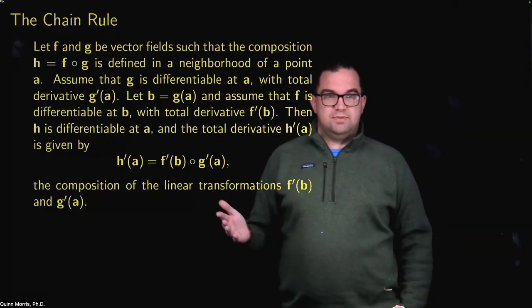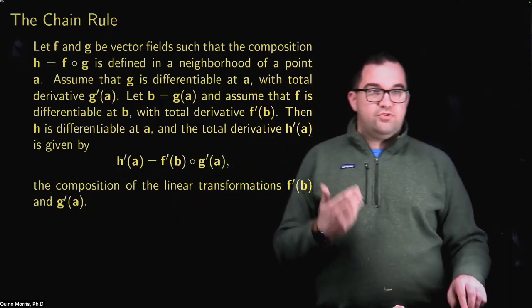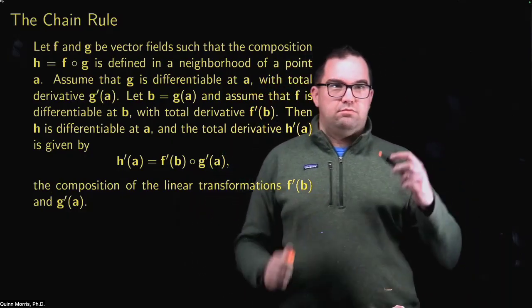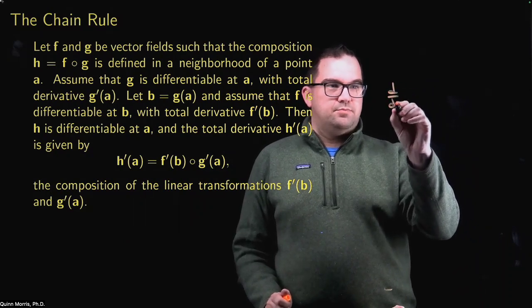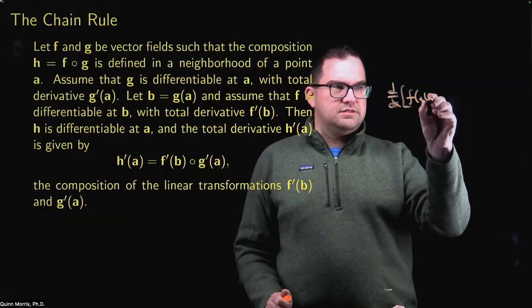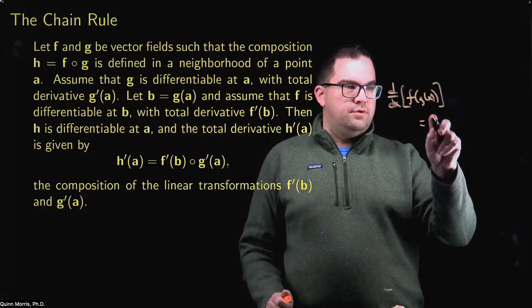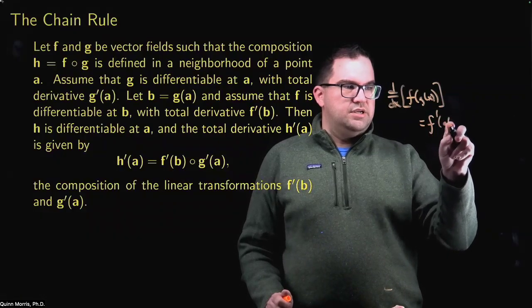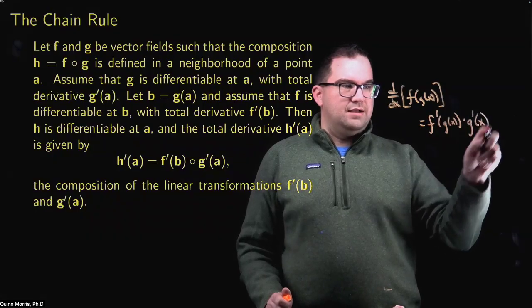And this is just the composition of these two linear transformations. Now, if you think back to Calc 1, when you first saw the chain rule, you probably saw it expressed as something like this. The derivative of f of g of x is equal to f prime of g of x times g prime of x.